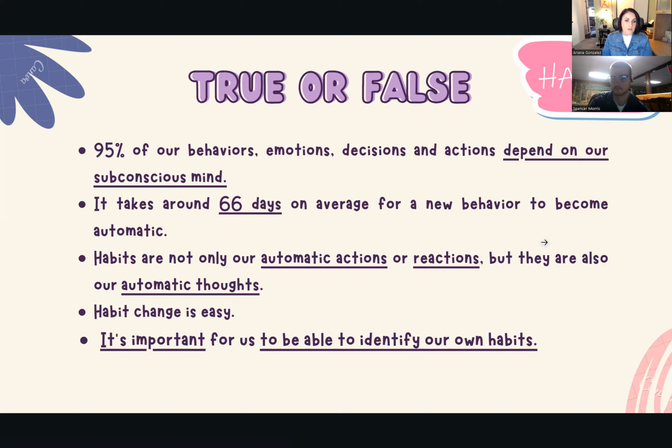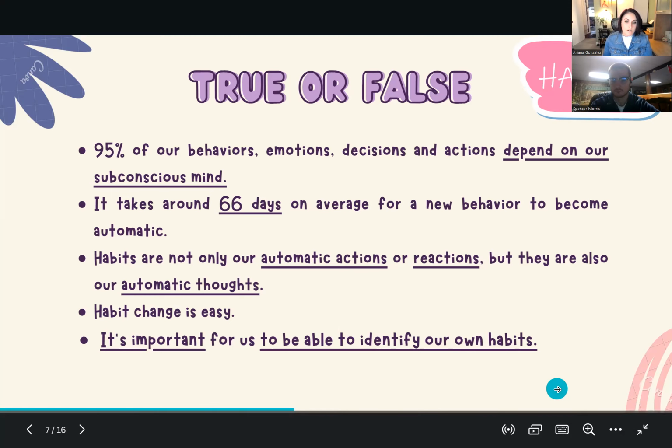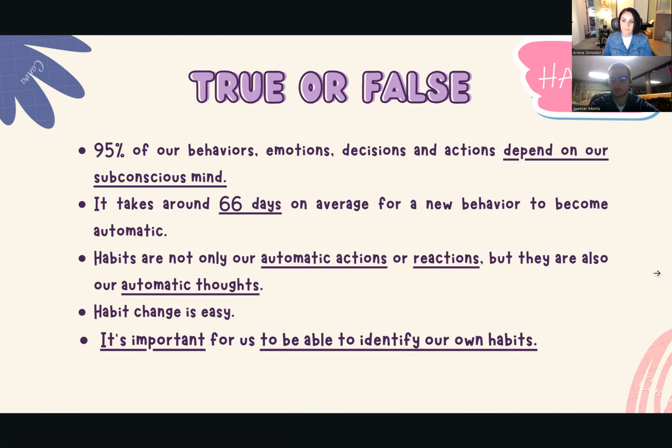True or false, it takes around 66 days on average for a new behavior to become automatic. This is also true. So again, this is an average number. It does depend on how long that thing has been a habit or how hard it is to change that habit, and it depends on how much you can adjust those cues if you need to. Like for me, for the meditation thing, it's taking me much longer, but I think it's because I needed to adjust the cues. True or false, habits are not only our automatic actions or reactions, but they're also our automatic thoughts. This is true. I did say this earlier.